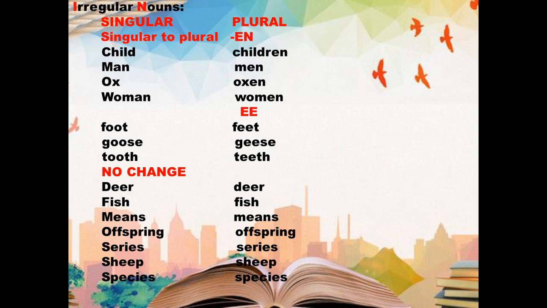Here, irregular nouns in singular and plural form, like the word child, children, man, men, ox, oxen. The other words like foot, feet, goose, geese, tooth, teeth. All of them are countable nouns, but you need to write them in the right form of plural when we use them. Some other words have no change, like deer, deer, fish, fish, means, offspring, offspring. Offspring means the baby of any kind of animal, okay? Cereals, cereals, sheep, sheep, species, species, okay?